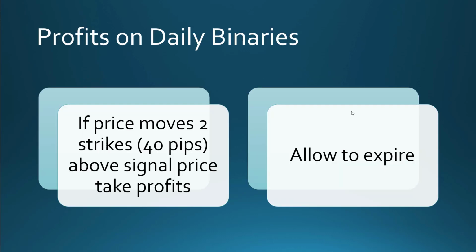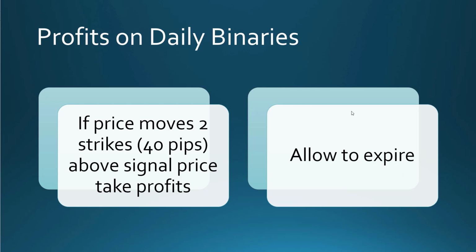Now, profits on the daily binaries. All of the daily binaries have a 20 pip strike, okay? If price moves 2 strikes, which is 40 pips, above the signal price, you take profits, or you allow them to expire. One of the two.